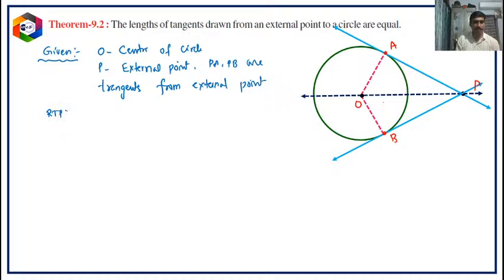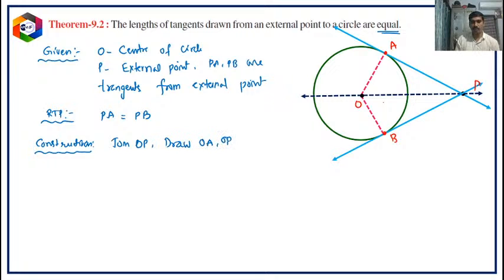Now RTP, required to prove. What is to be proved is, and very clear, the lengths of the tangents drawn from the external point are equal. So what are the two lengths of the tangents? One is PA and another one is PB. So PA must be equal to PB. Now construction. What is the construction we have done is, join OP and draw OA, OB radius at that point. Now I am going to prove this one.